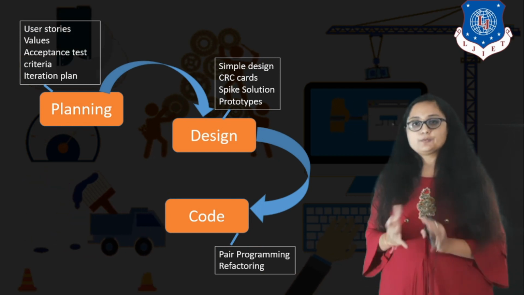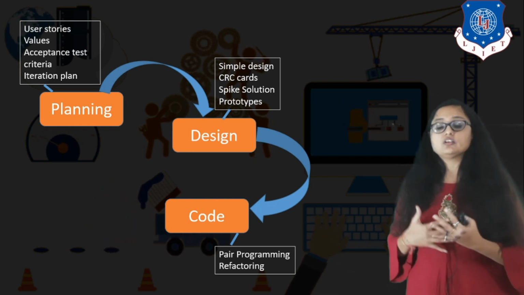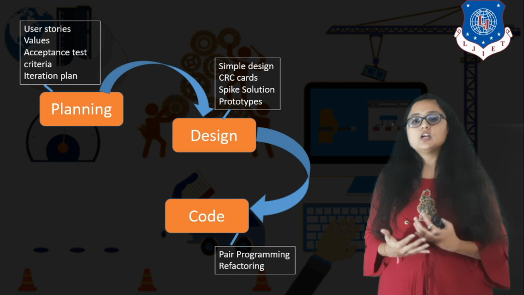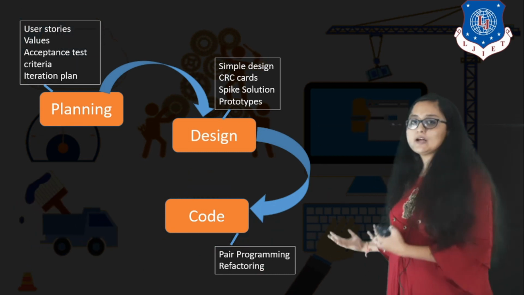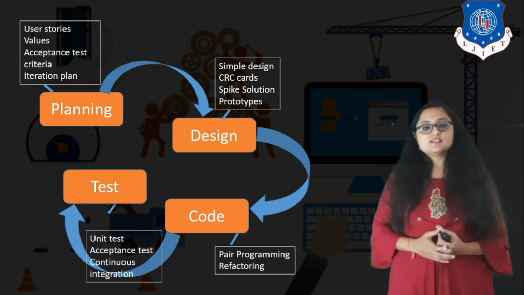So this is what pair programming is all about. And the next is refactoring. They are just rectifying or refactoring the code again and again. So the code quality gets improved, right? And the next is test.